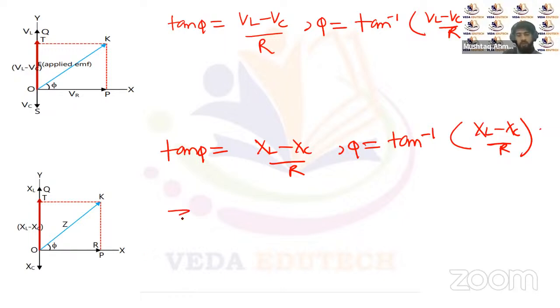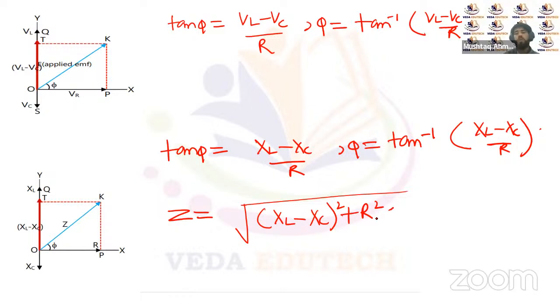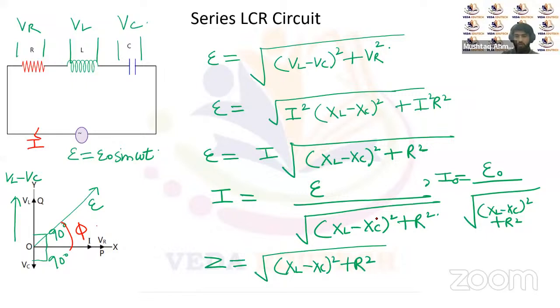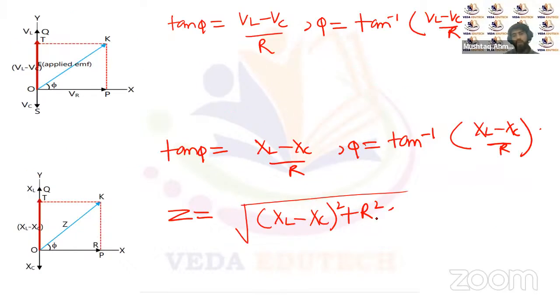So the total impedance or total resistance offered by this circuit is under root of (XL minus XC) whole square plus R square. Current we have already calculated through this series LCR circuit. The current flowing through each of these elements will be the same, equal to I. This is the total current, and this is the impedance of this series LCR circuit.